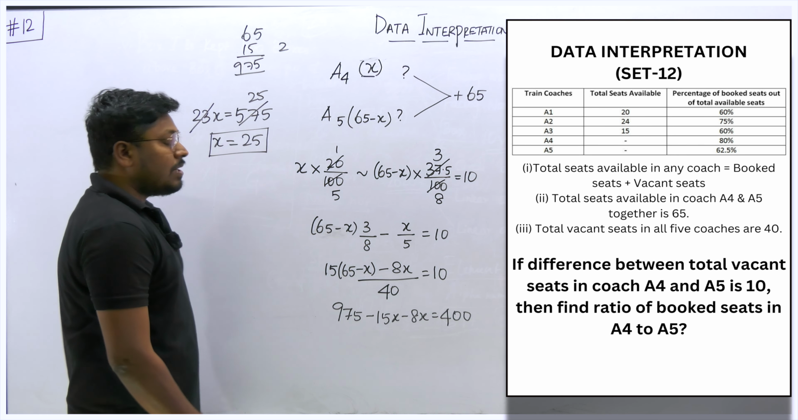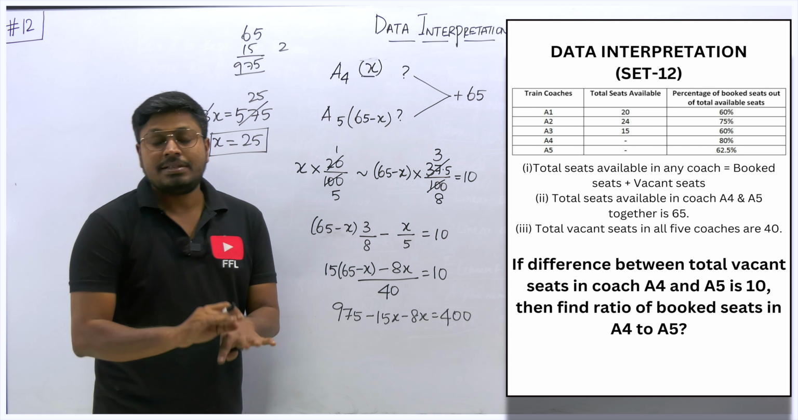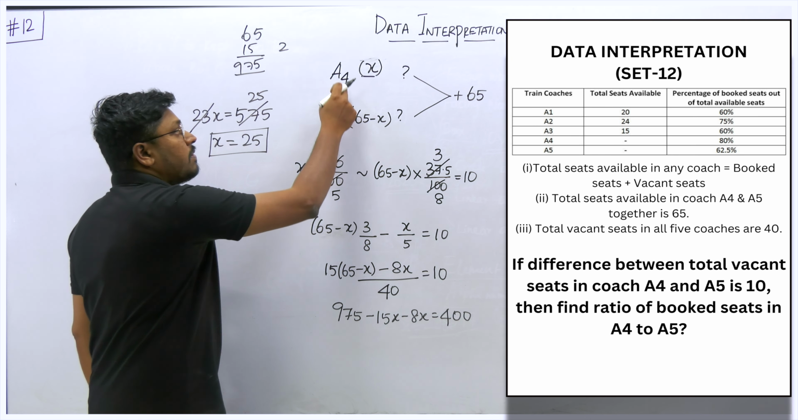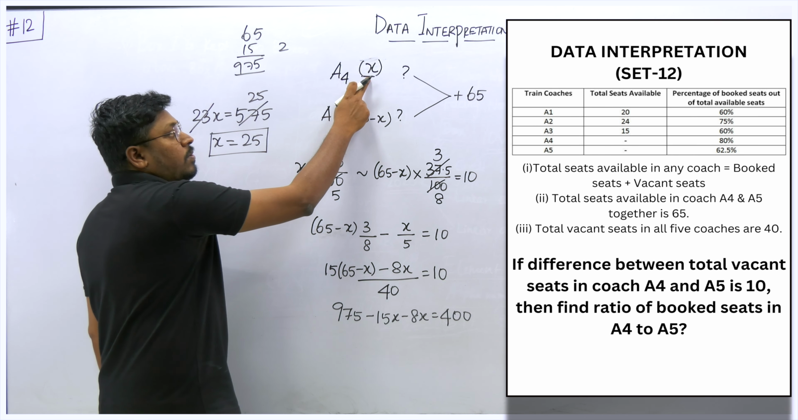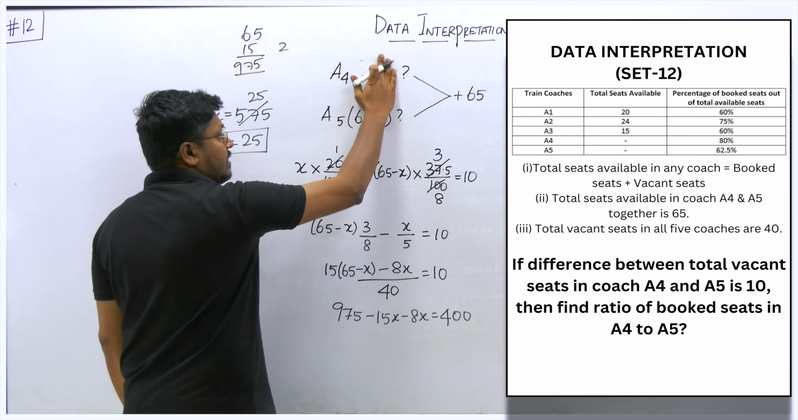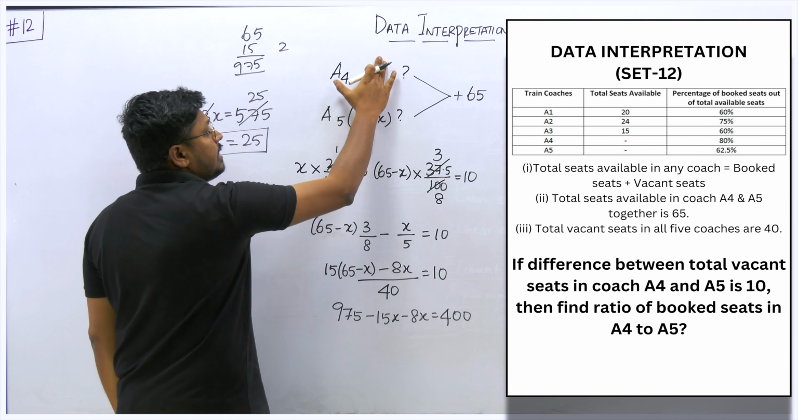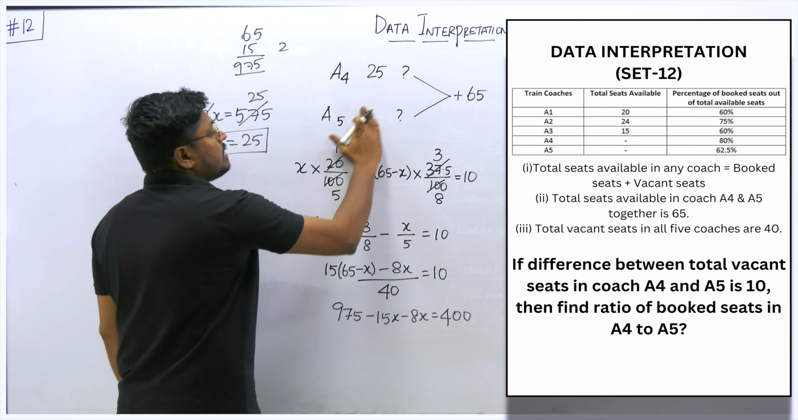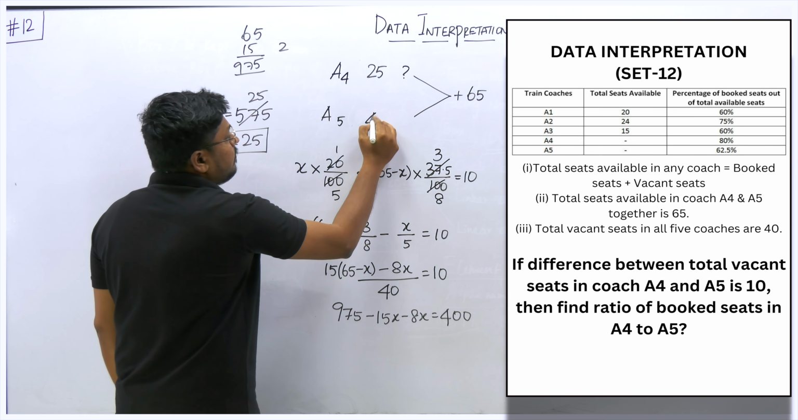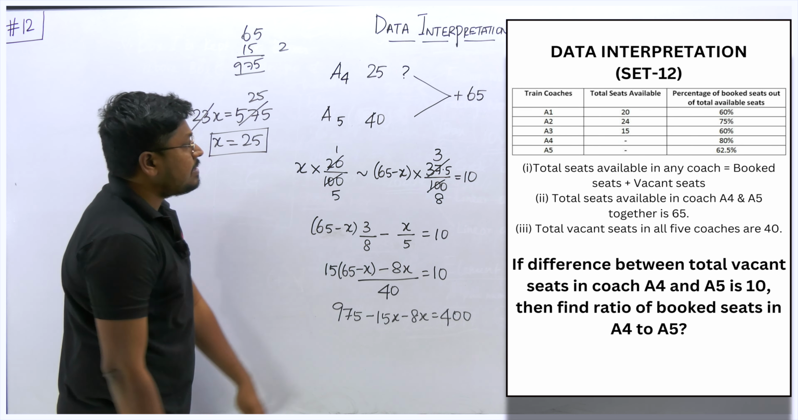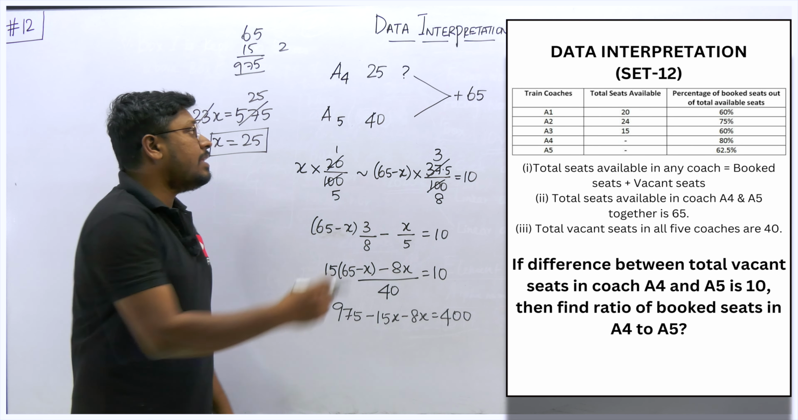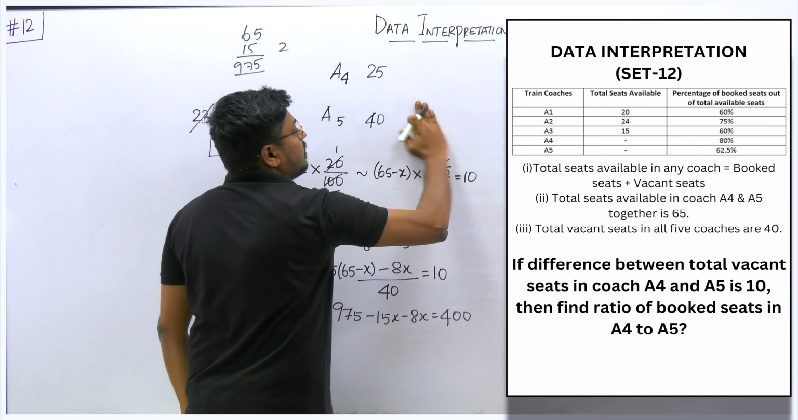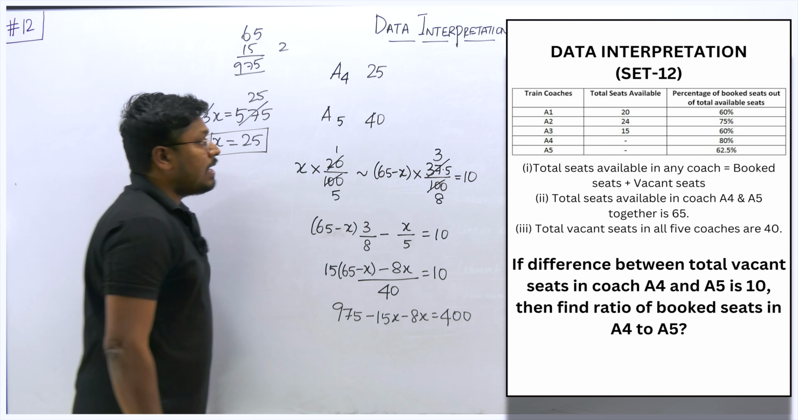So finally we got the value x is equal to 25, but this is not the final answer. We have just found the total available seat of A4. So we have found the value of x, which is 25, which means the total available seat on coach number A4 will be 25. So remaining is how much? Remaining 40. So remaining 40 will be the total available seat on A5 coach. Only then we can say the total seat will be 65. So finally we got the total available seat of A4 and A5.